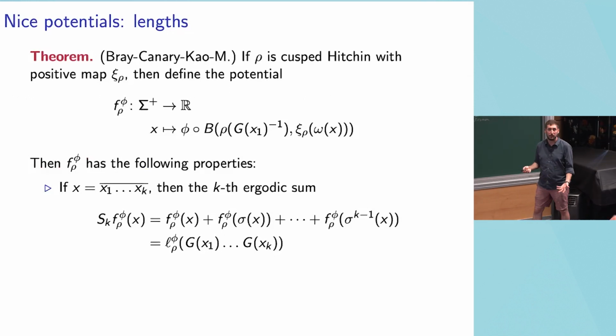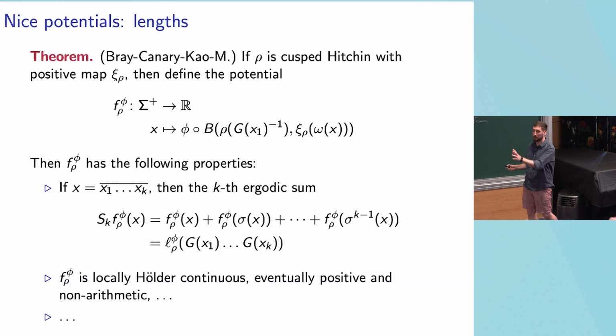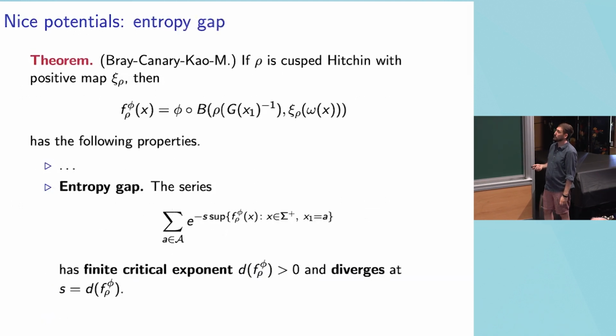It captures the length function, but has other properties, exactly as Andy said: it is locally Holder continuous, eventually positive, non-arithmetic. I'm not going to say what those are. They're important, but I'm not going to say. And then the one property I want to spend some time on is this entropy gap that we single out. And this is kind of complicated at first, so I'm going to try to go a little slow here.